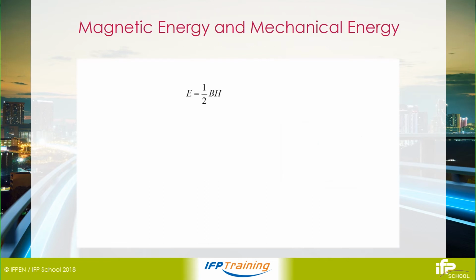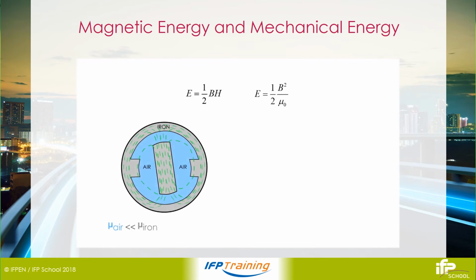These two notions are really useful in determining the evolution of magnetic energy in a magnetic circuit. The magnetic energy is a product of the excitation magnetic field H and the induction field B. Energy is equal to half the product of B and H. The magnetic energy is essential to understand forces and torque acting in electric machines.